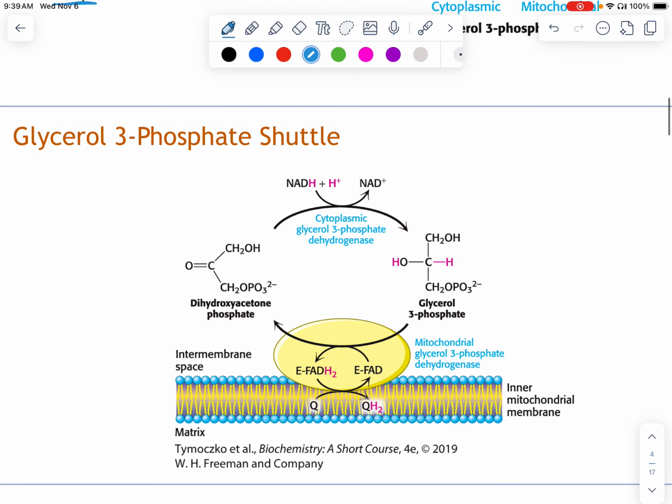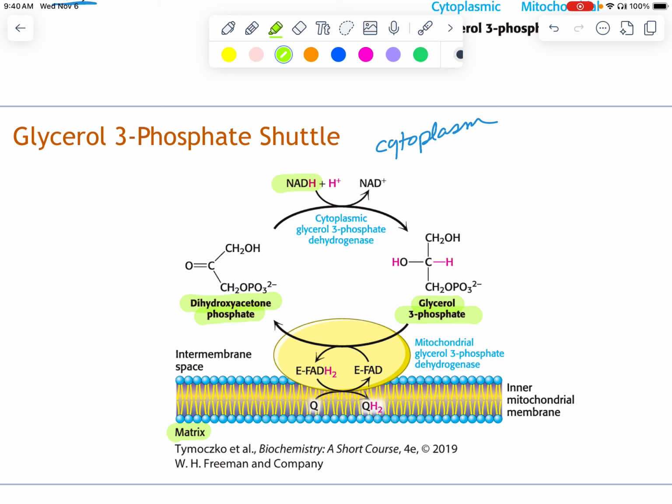Here's our glycerol 3-phosphate shuttle. So up here, we're on the cytoplasmic side. Down here, we're in the matrix. You can see that labeled. So the NADH is going to pass its electrons. So here we are with our NADH to start. It's going to pass its electrons to this dihydroxyacetone phosphate. And if that sounds familiar, it's because we've seen it as a glycolytic intermediate. And in doing so, we're going to get the reduced form, this glycerol 3-phosphate.